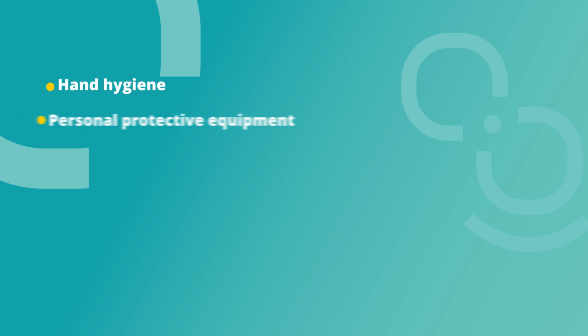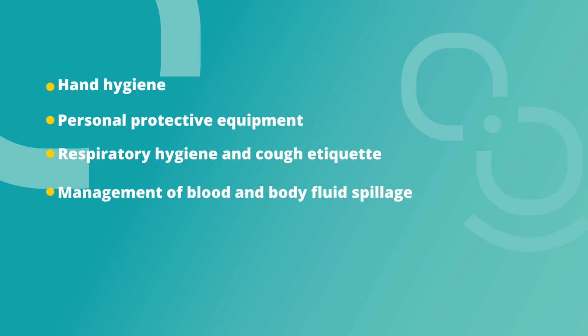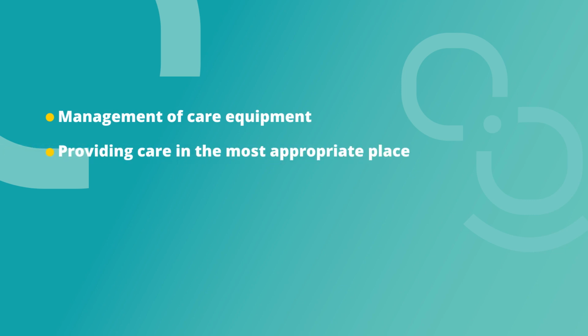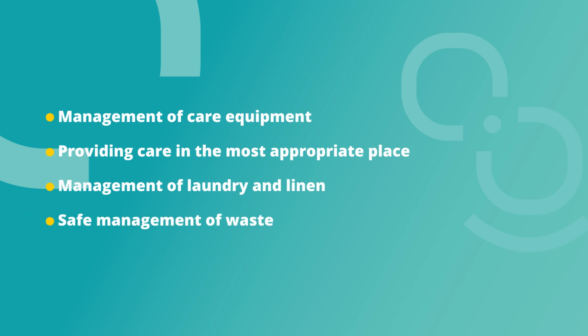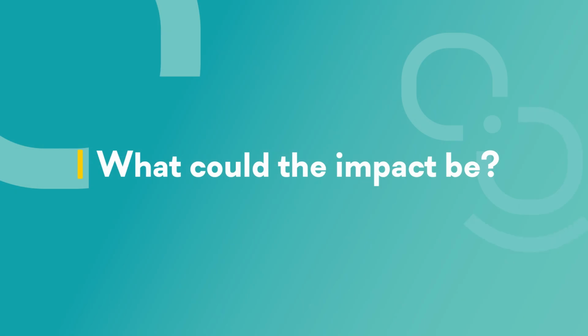What do we mean by infection control? Did you know there are 10 elements of standard infection control precautions? Hand hygiene, PPE, respiratory hygiene, management of blood and body fluid spillage, occupational exposure management, control of the environment, management of care equipment, providing care in the most appropriate place, management of laundry and linen, safe management of waste. Many of these 10 elements play a role in the management of continence care for your residents within your care home. So, what could the impact be?